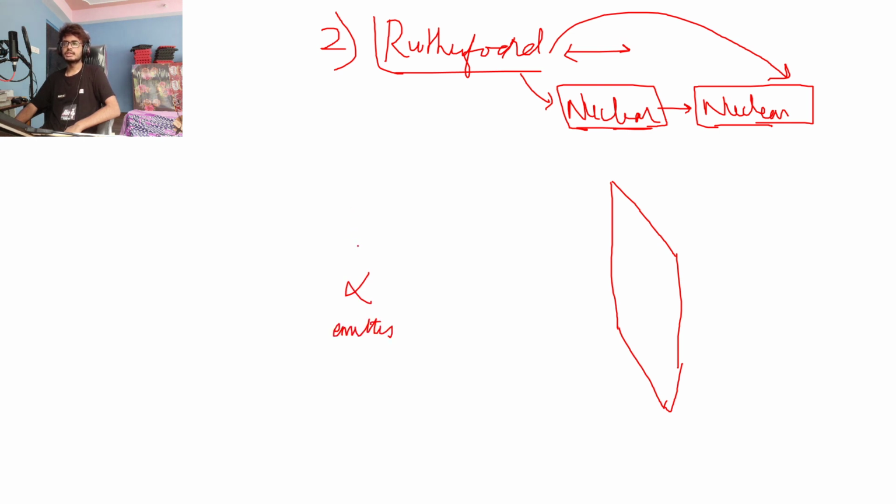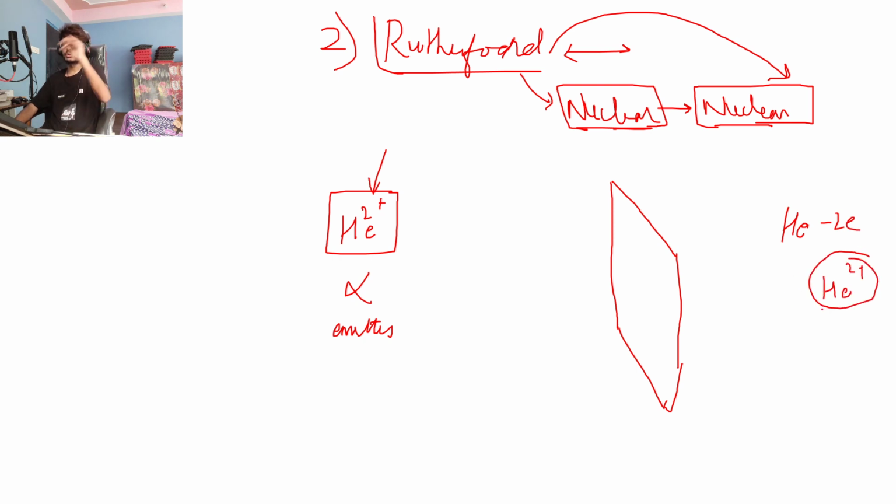An alpha emitter is basically a doubly charged helium atom, so He2+. This is an alpha particle. You don't have an electron in an alpha particle. We know helium can be made to lose electrons. If it loses 2 electrons, it becomes He2+. So this doesn't have an electron now. It just has protons and neutrons inside the nucleus.